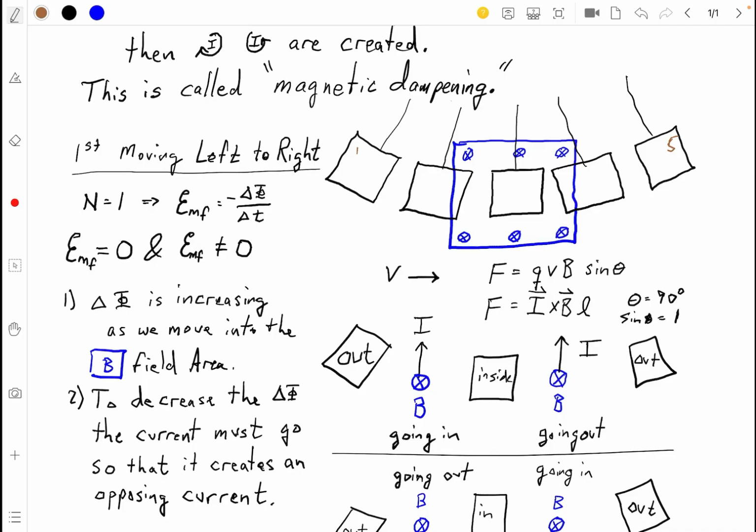It's not doing anything here. So there's no loss here. Okay? But gradually it's going to get to number 2. So here's number 2, and it's starting to enter in.